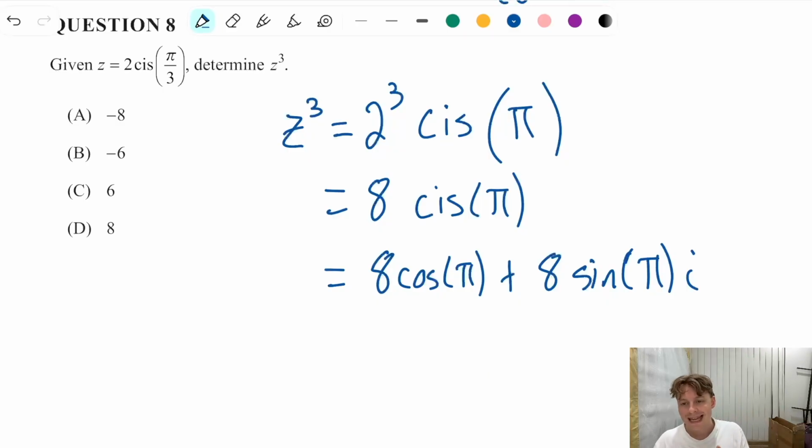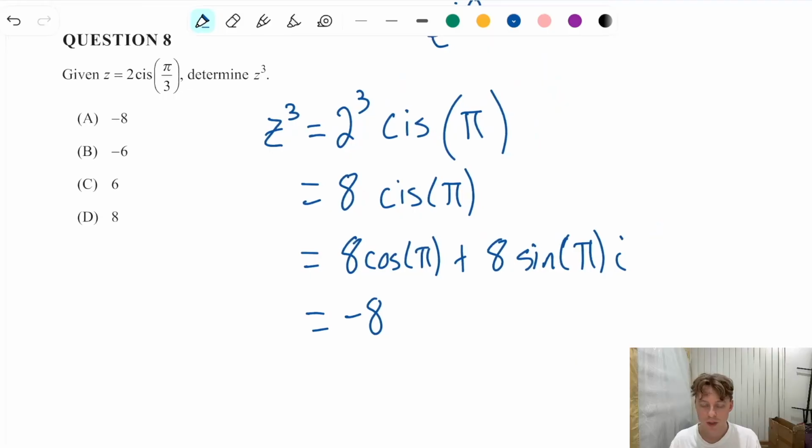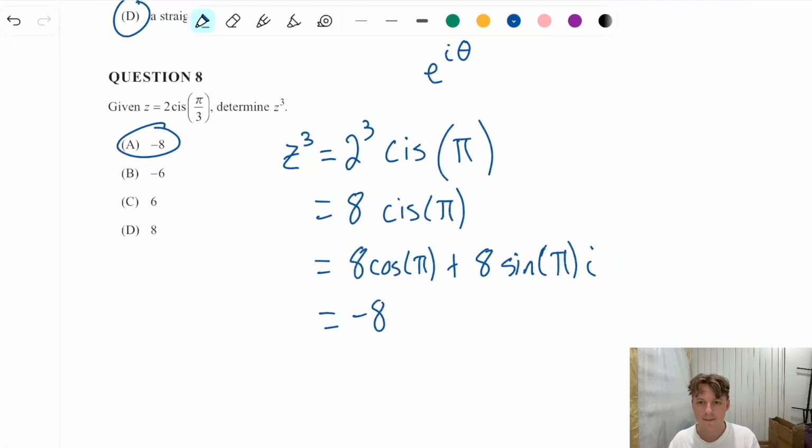So, if we look at this, I know that cosine pi is -1. This is going to give -8. And I hopefully remember from the unit circle, sine of pi is 0. So I'm literally just left with -8, which means my answer is going to be -8. There's other ways to do this too. We could do this on an Argand diagram as well. You have some choices, right? But I think expanding it doesn't take too long and isn't too abstract.